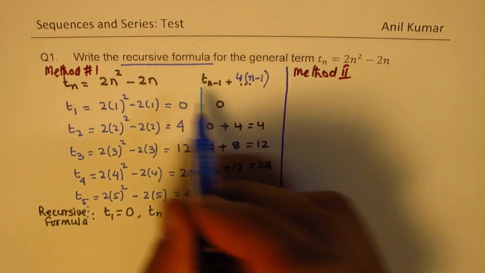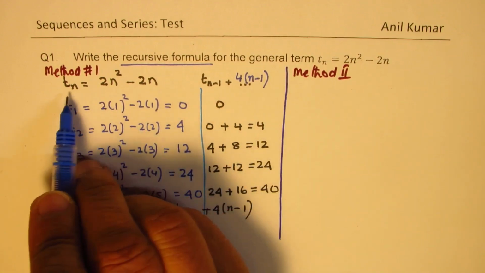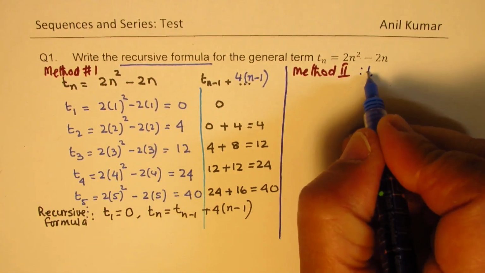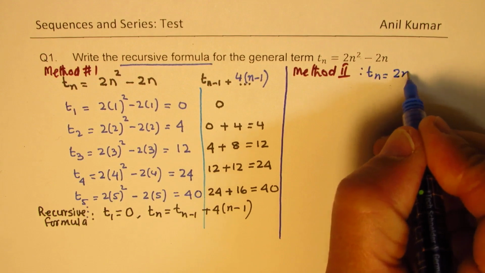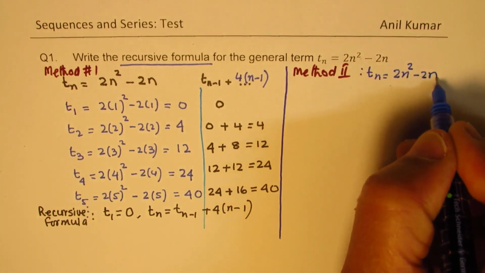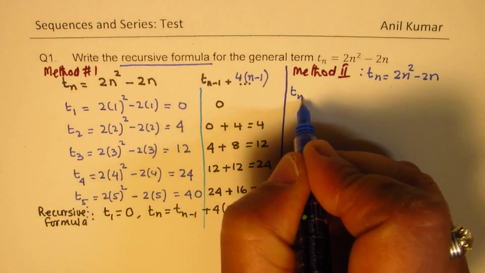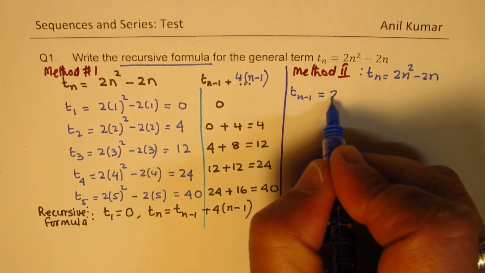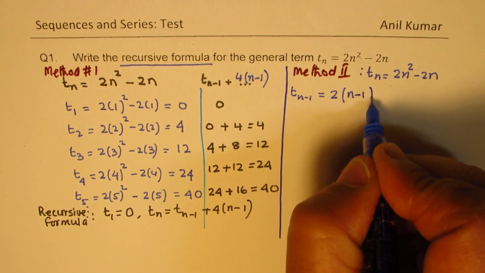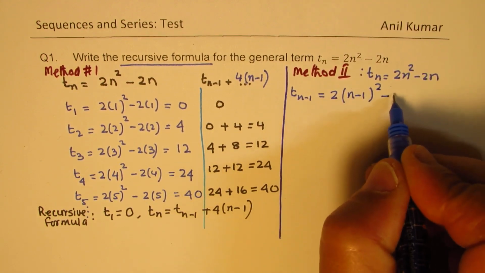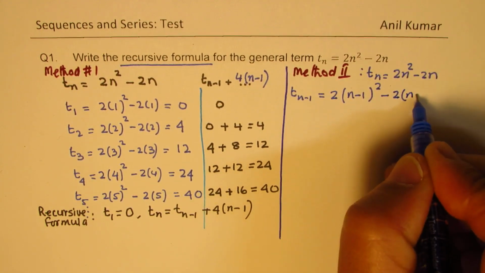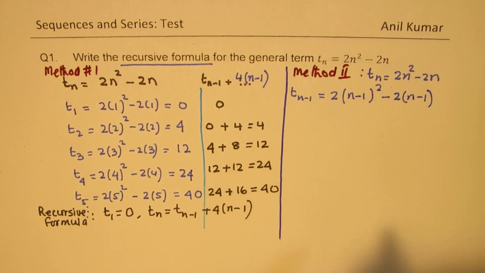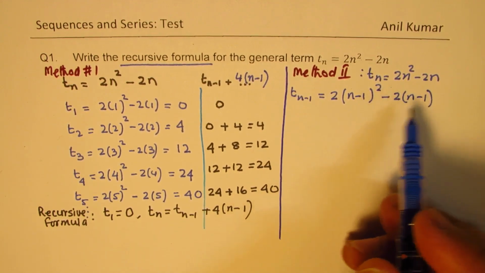Since you want tn minus 1, we know that tn is given to us as 2n squared minus 2n. So what is tn minus 1? We have to replace n with n minus 1, right? So we get 2 times n minus 1 whole squared minus 2 times n minus 1. We could have simplified also and then done it.